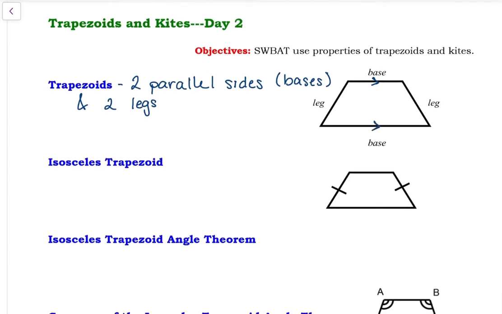And then the legs are these two on each end, and those are not parallel to each other. An isosceles trapezoid is a trapezoid like the one right there, but this one has the legs congruent to each other. And you can see that it's marked right here. We just call that an isosceles trapezoid. It has two sides congruent, and specifically those sides are the legs.